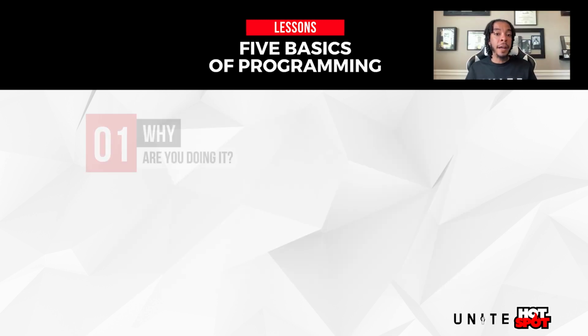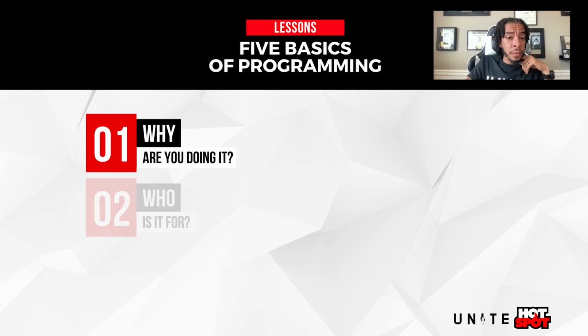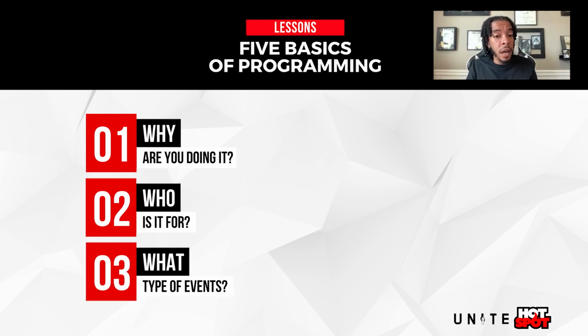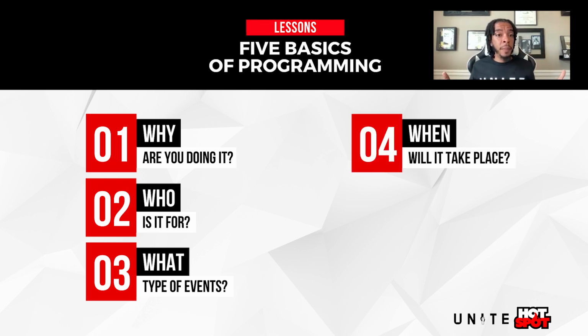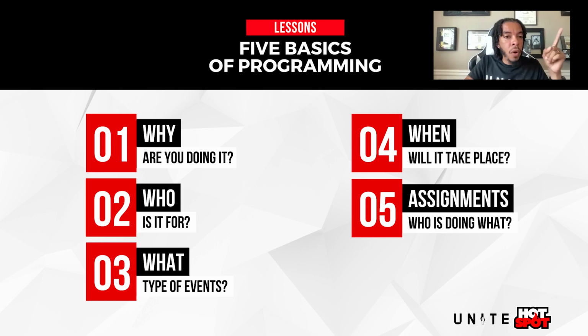So number 1 is the why. Before you think about any type of program, you need to understand why you want to do this. Number 2 is who. Who are we programming for? That's important. Then you need to understand what. What are we actually going to do? What do we want to be known for? And then from there, when. A lot of people, the right decision at the wrong time is still the wrong decision. The right program, event at the wrong time is the wrong event. And then assignments. I see a lot of organizations go wrong because they don't think about assignments as it relates to a principle of programming.